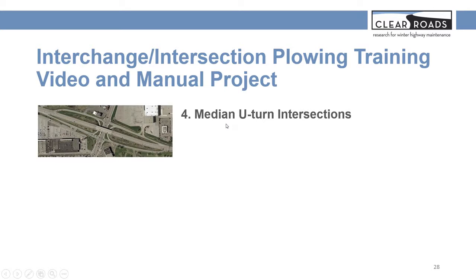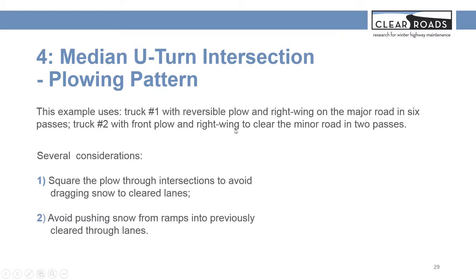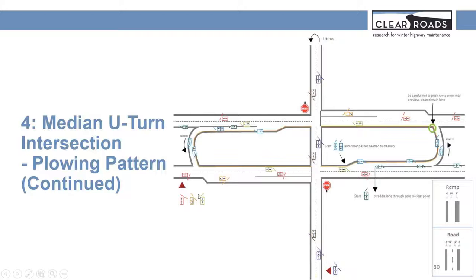Number 4 is the median U-turn intersection. So for the median U-turn, we use 2 tracks for the best practice example. Both have the front plow and right wing plow, and 1 track handles the major road in 6 passes. 1 track handles the minor road in 2 passes. So always square the plow when approaching an intersection, and also avoid pushing snow from the ramp into the already cleared through lanes. So here's the diagram to show the clear pattern.